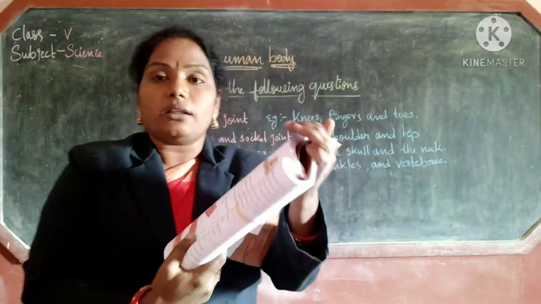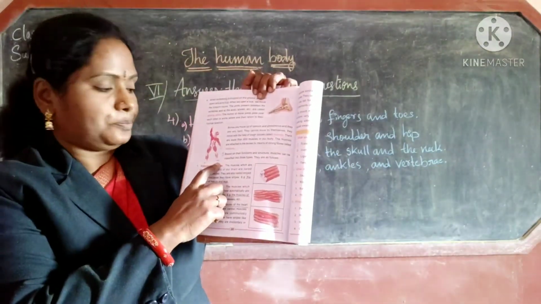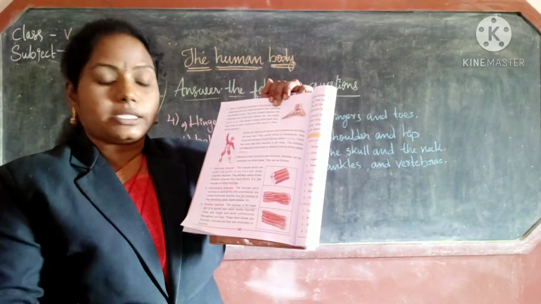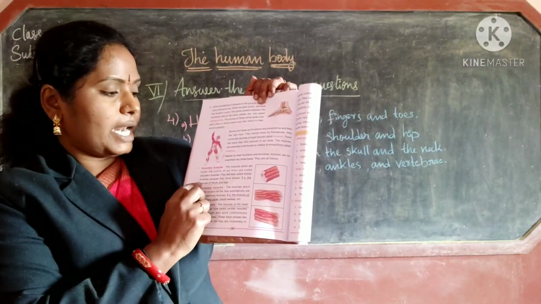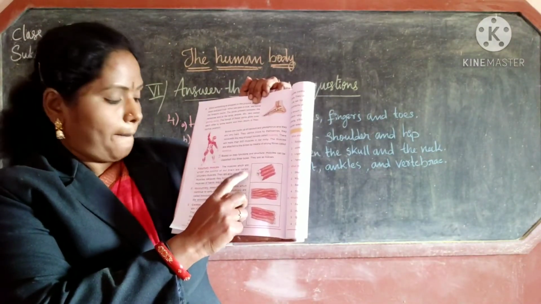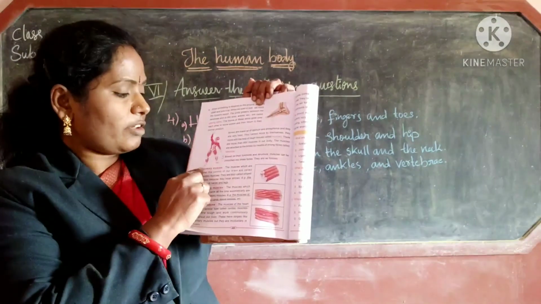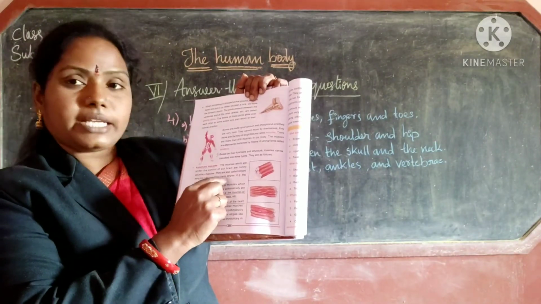Then here the headings are given. Voluntary muscles, involuntary muscles, cardiac muscles. First you have read voluntary muscles. Examples are given at the last. Example, the muscles of hands and legs. Voluntary muscles. Example, the muscles of hands and legs.